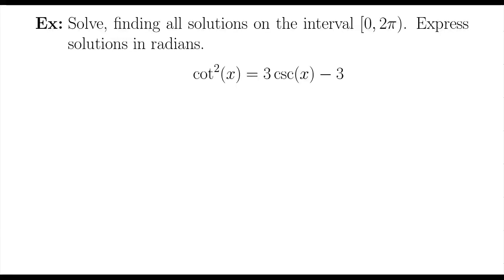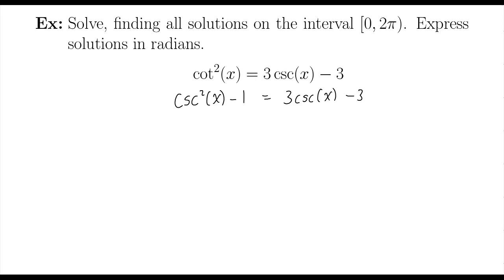Let's find all the solutions to the equation cotangent squared of x equals 3 times cosecant x minus 3. Okay, I'm going to use my Pythagorean identity for this, cotangent squared of x, and replace it with cosecant squared x minus 1. That is convenient because now the only trig function I'm really dealing with is cosecant.